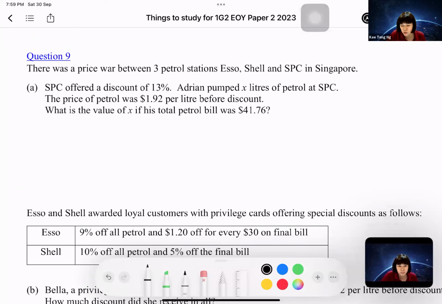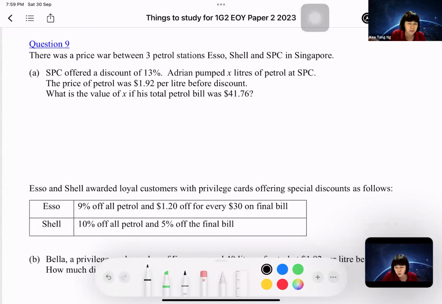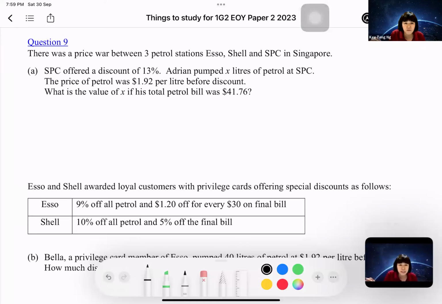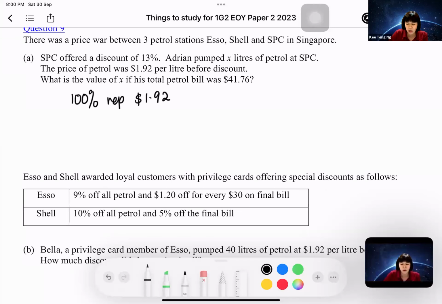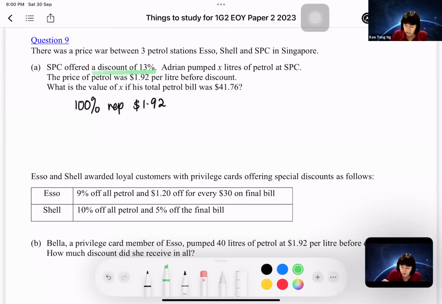There's a price war between 3 petrol stations, Esso, Shell, and SPC in Singapore. For SPC, they offer a 13% discount. So quite a few pieces of information. Then they say X liters of petrol at SPC. I don't know how many liters. The original price, yes, correct. Thank you, Ariane. The price was originally 1.92 per liter. So original 100%, it will cost you $1.92, right? But now they say discount. So Ariane already just mentioned 100% minus 13% gives 87.